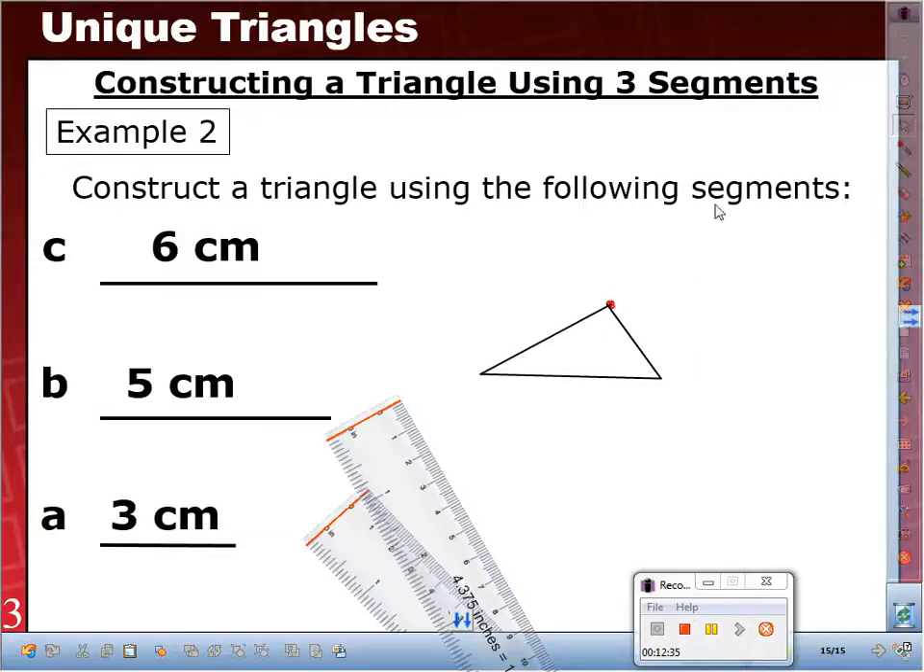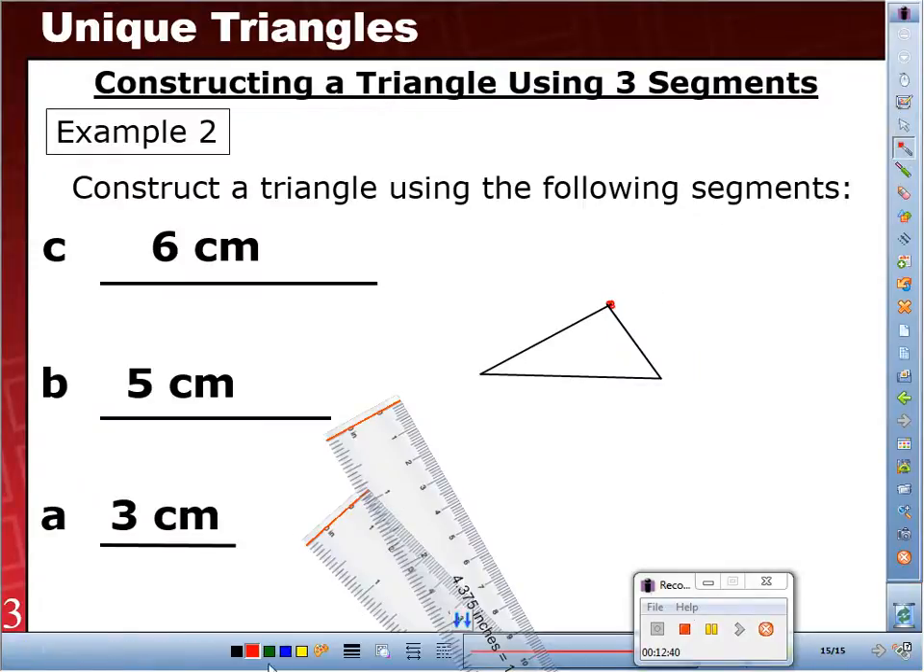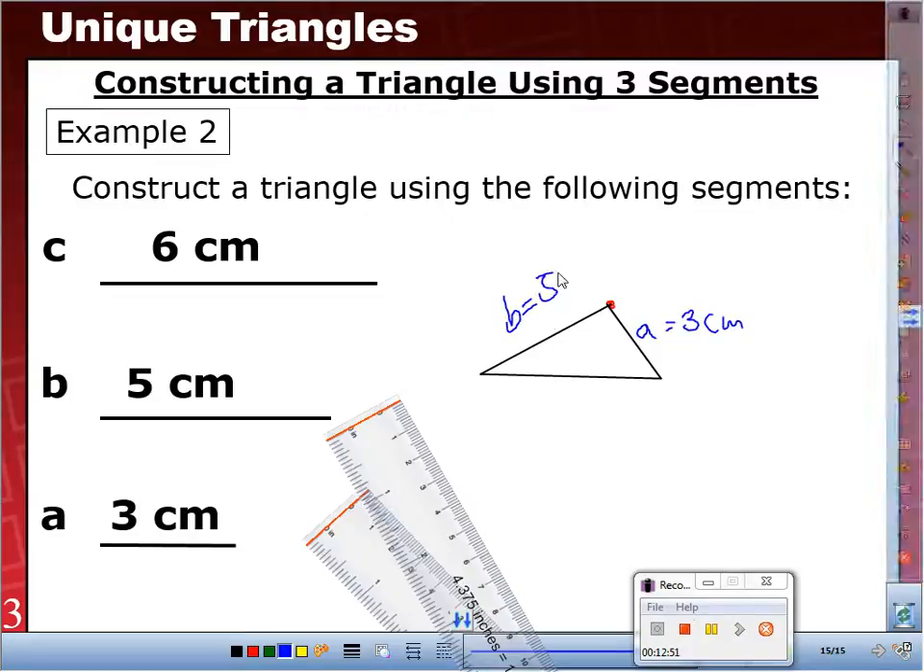Okay? So, for those that are done, once again, label the smallest side A. That one is 3 centimeters. Label the other side, which is B, 5 centimeters. And label the longest side C, which is 6 centimeters. We were able to make one, right?